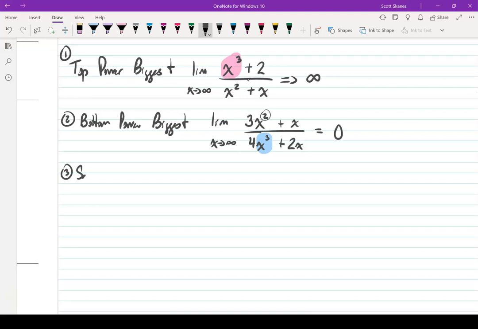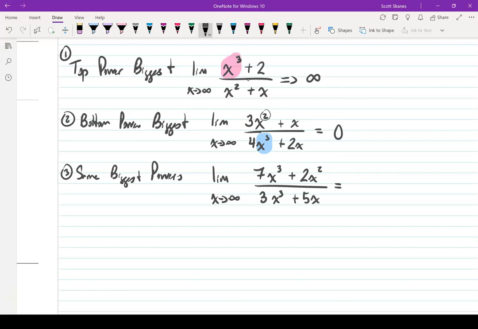But if we have the same biggest powers on top and bottom, this is only for limit as x approaches infinity, remember. You might have something like 7x cubed plus 2x squared or something, and on the bottom 3x cubed plus 5x or whatever. It really doesn't matter. The most important thing is that the bottom and the top powers are the same. The sort of cheat here is you just take the coefficients and that's your fraction. So you could do all these the longhand way, but really this would give you 7/3 as the answer, because it's the coefficients in front of those same biggest powers.